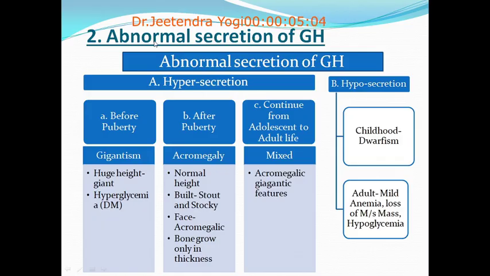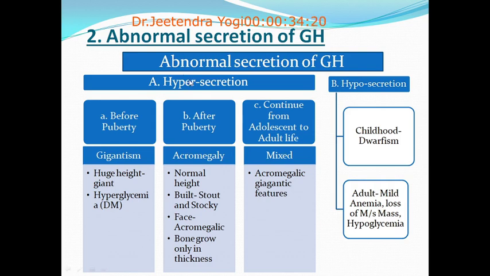So in this lecture we will see the abnormality of pituitary gland due to the abnormal secretion of growth hormone. So why the pituitary gland? There may be abnormal secretion of growth hormone in the form of excess release of growth hormone that causes hypersecretion, or in the form of reduced release of growth hormone, called hyposecretion of growth hormone.